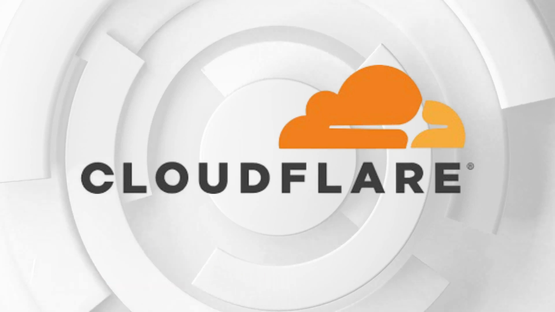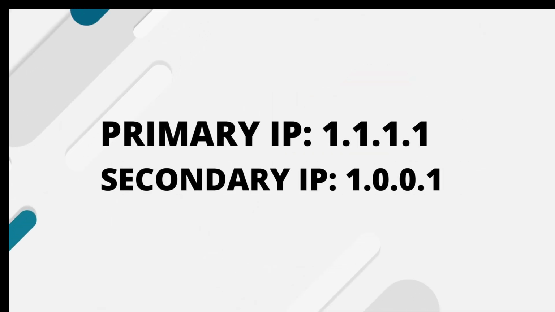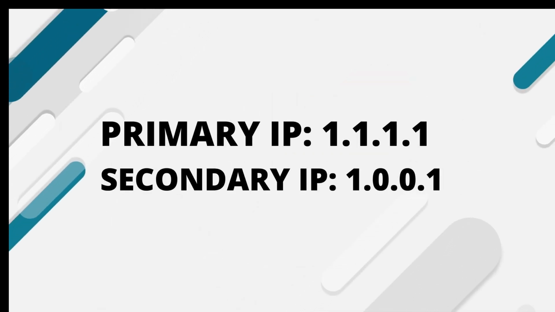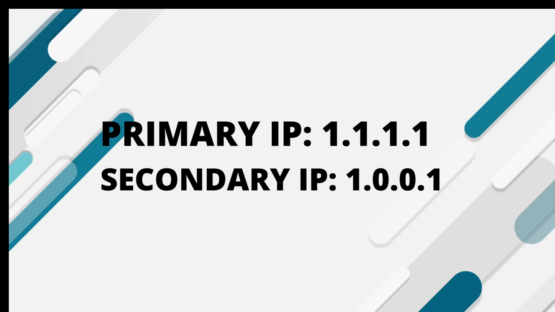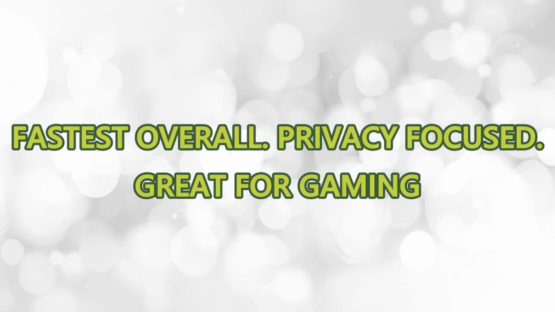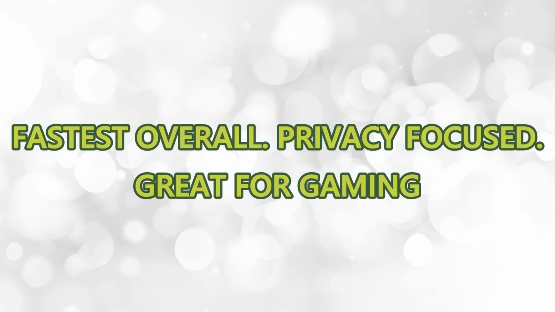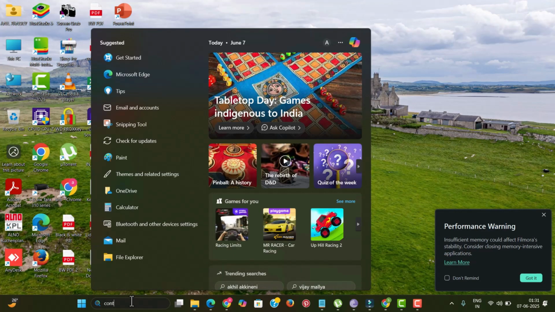Last and final, number 1. Cloudflare DNS. Primary IP 1.1.1.1. Secondary IP 1.0.0.1. Fastest overall. Privacy focused. Great for gaming. Now we will learn how to change DNS on our computer.